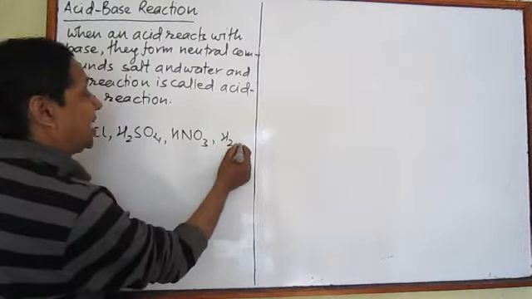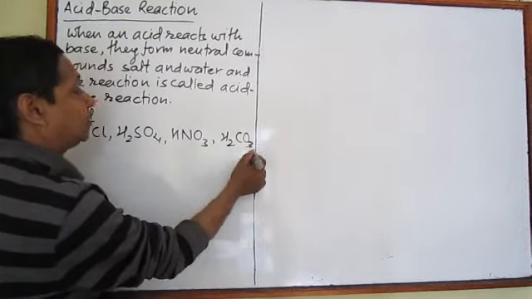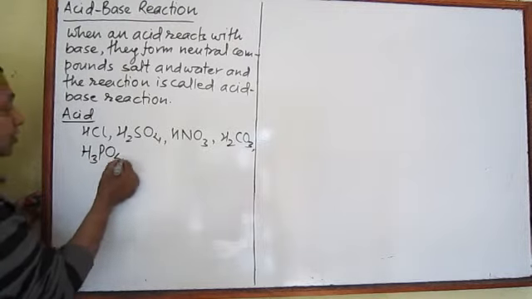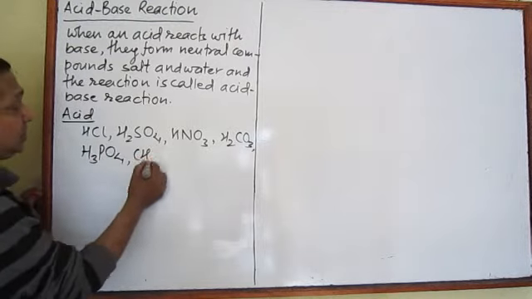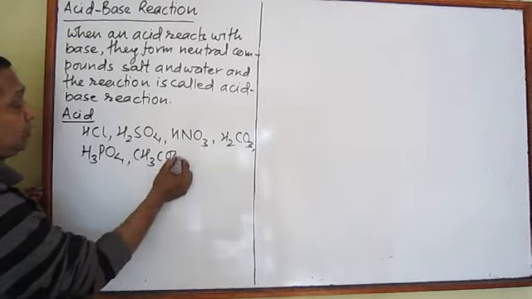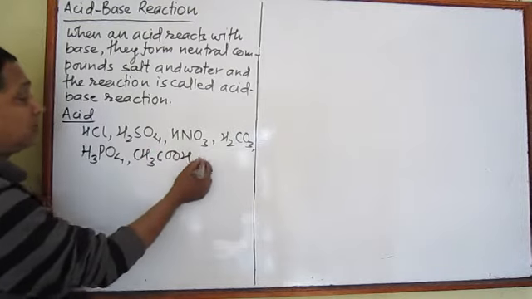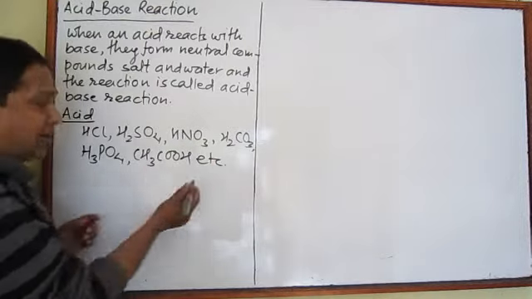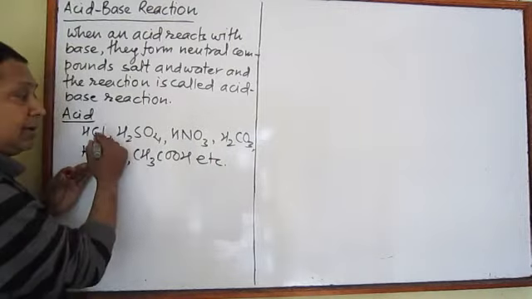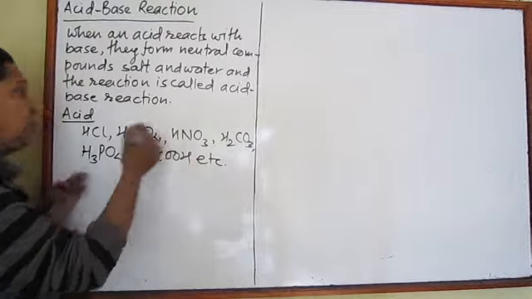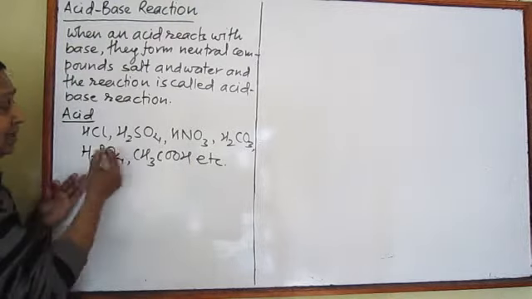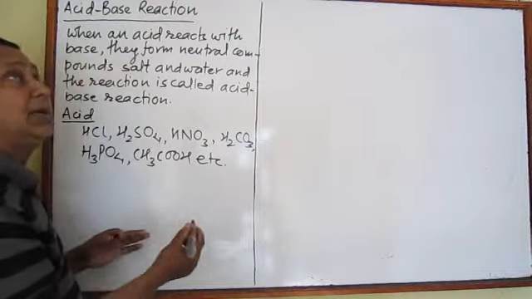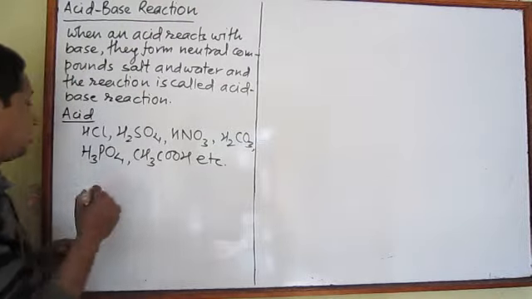Beside this, weak acids: H2CO3, carbonic acid, phosphoric acid, H3PO4, another acid, and CH3COOH. This is acetic acid. This way there are many acids, but all of them, when dissolved in water, give hydrogen ion. You must know their formula and you must know what are acid. This way you can recognize. If you are able to recognize an acid, then only you will be able to write acid-base reaction.